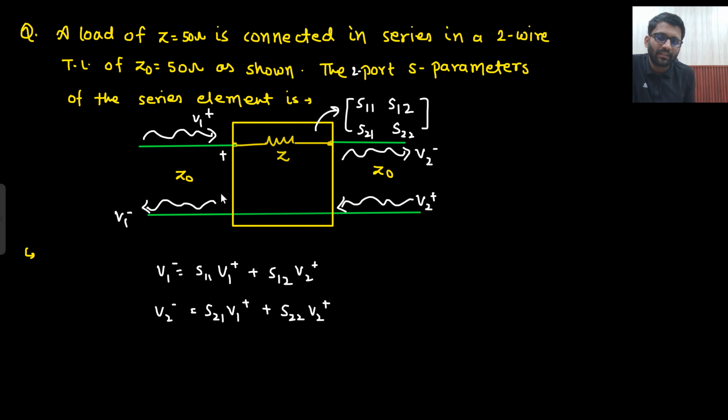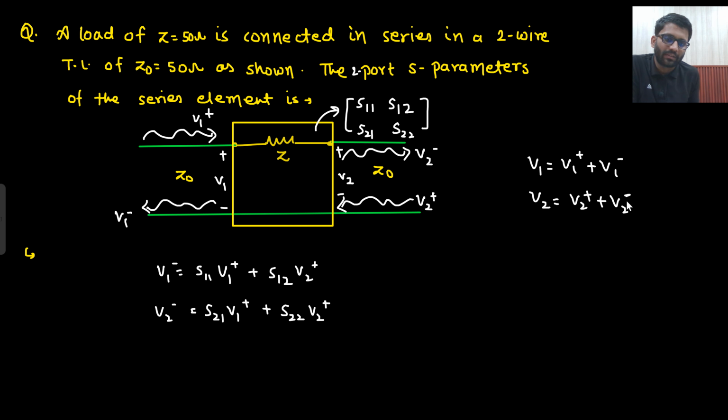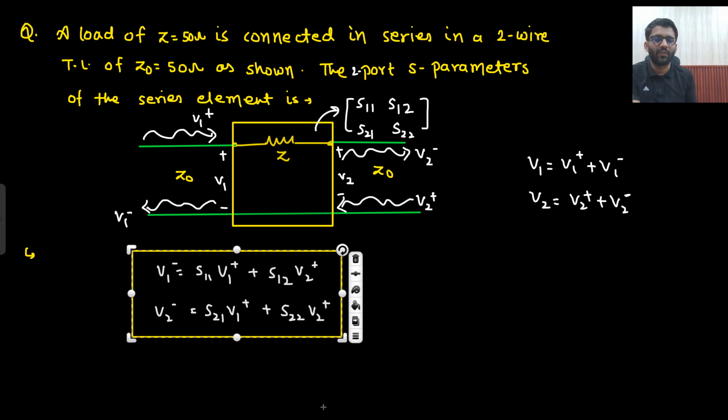Another important thing is, I will assume a voltage here V1, and a voltage here V2. So V1 is equals to V1 plus plus V1 minus, and V2 is equals to V2 plus plus V2 minus. Then I will define my S parameter in this manner. I hope you will keep this definition in mind. V1 minus would be equals to S11 V1 plus plus S12 V2 plus, and V2 minus would be equals to S21 V1 plus plus S22 V2 plus.